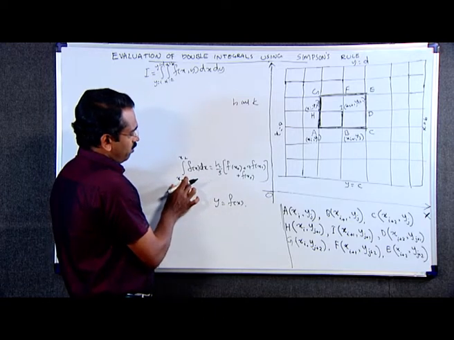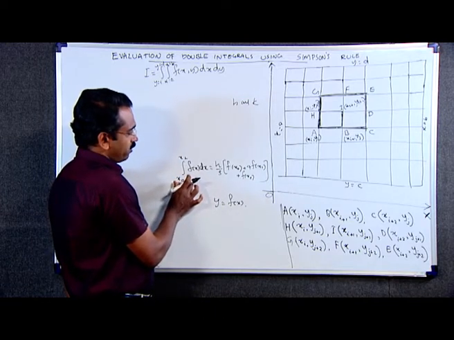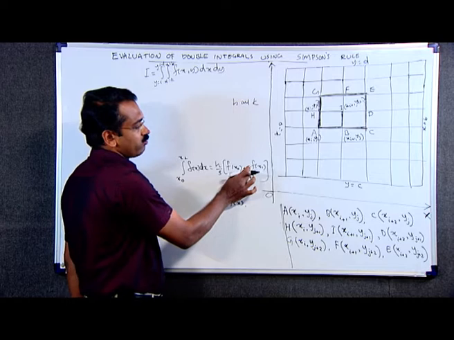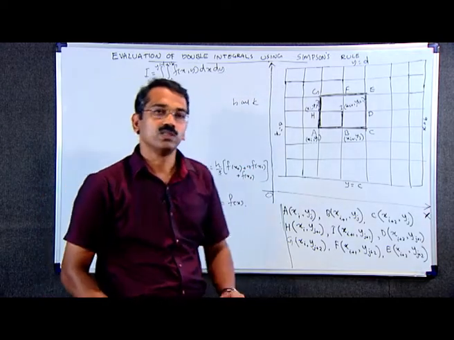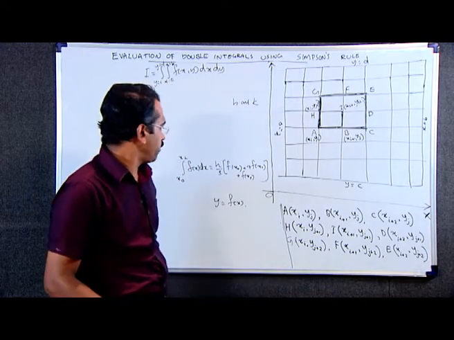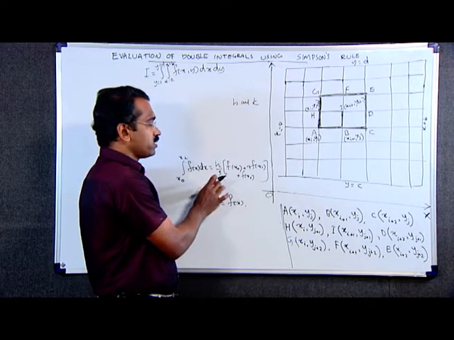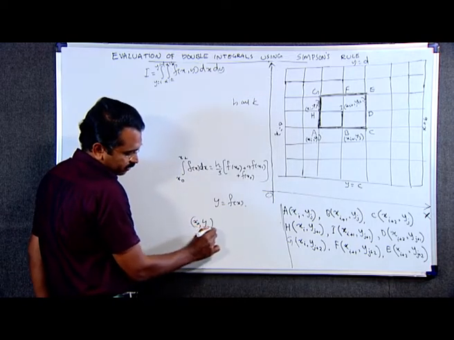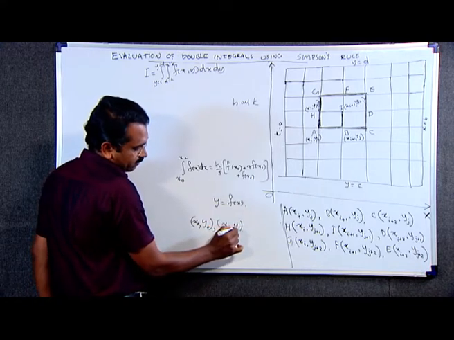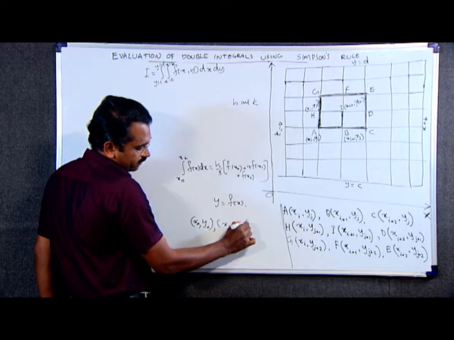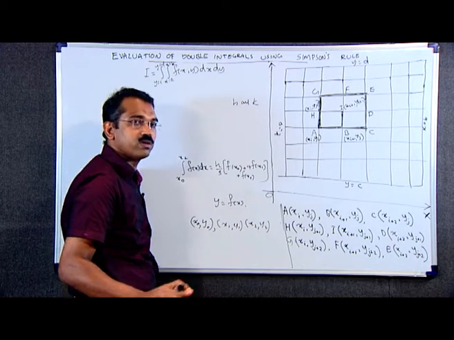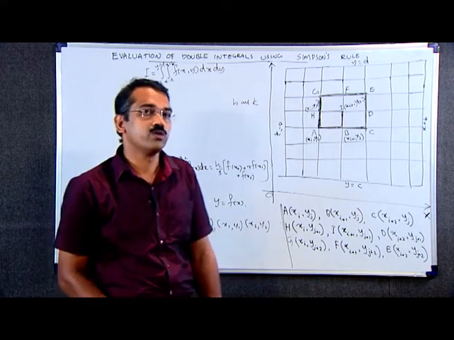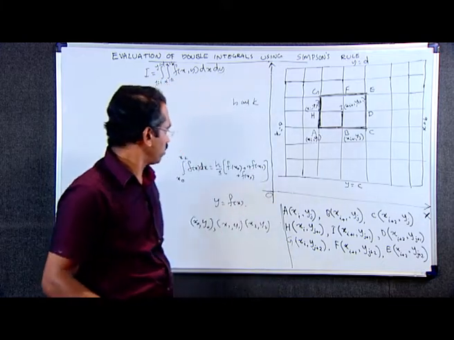Therefore, we can write this integral from x0 to x2 f of x dx is equal to h by 3 into f of x0 plus 4 times f of x1 plus f of x2 by Simpson's 1/3 rule. In order to apply this rule, we want 3 points or 3 pairs: x0, y0, where y0 means f of x0; x1, y1, where y1 means f of x1; and x2, y2, where y2 means f of x2. This result is derived in the session on numerical integration using Simpson's 1/3 rule.